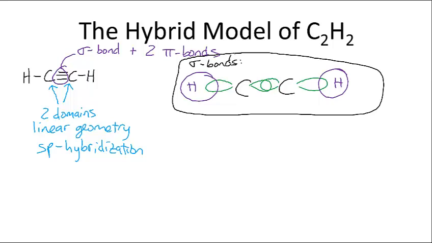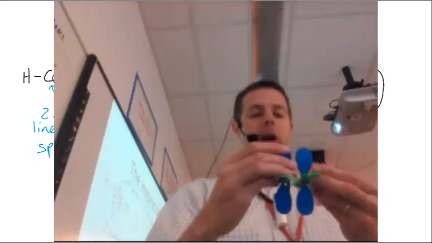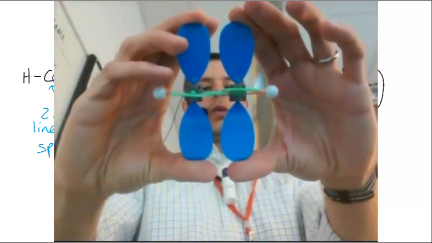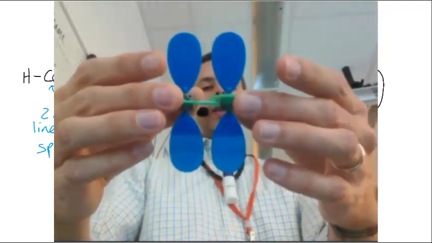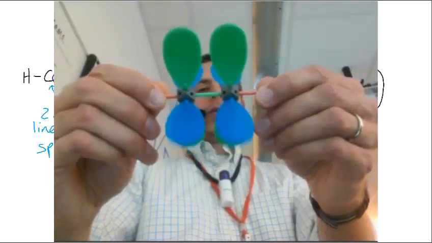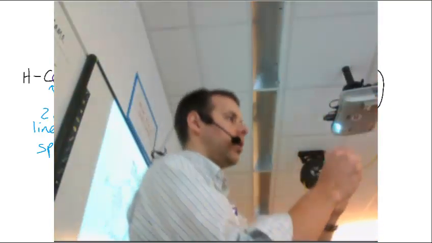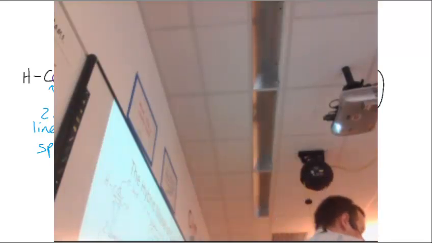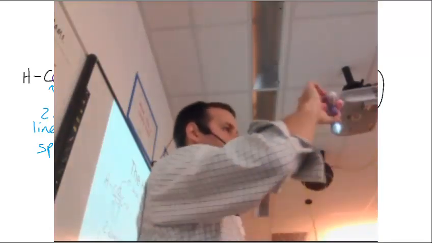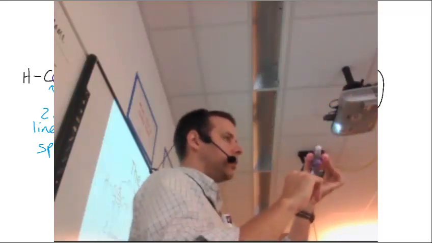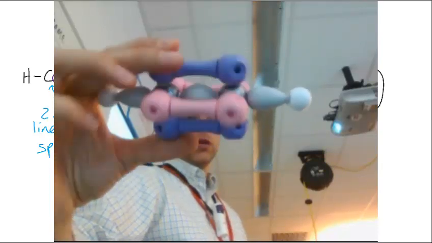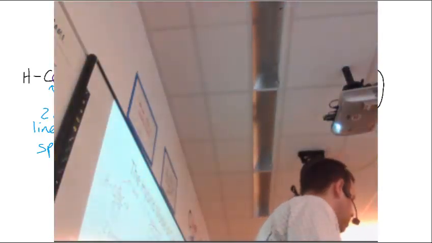I've built some models, again, that you should check out when you come to the room. So here, I've made one of my pi bonds blue, and that's going up and down. And then one that's green is coming towards you and away from you. And if I rotate the molecule, you can see the green one and not the blue one. So 2 pi bonds perpendicular to each other. Same thing here. I made a purple pi bond and a pink pi bond. And they're perpendicular to each other.